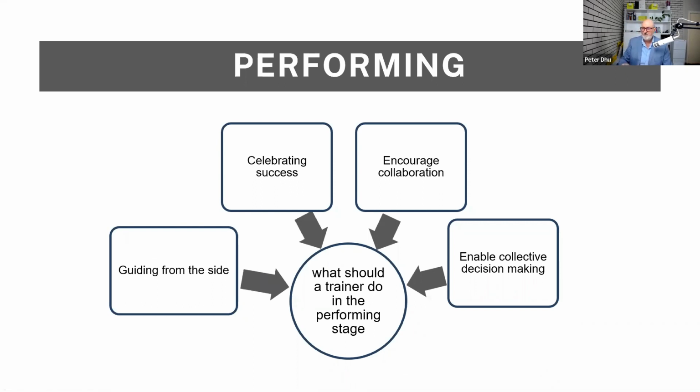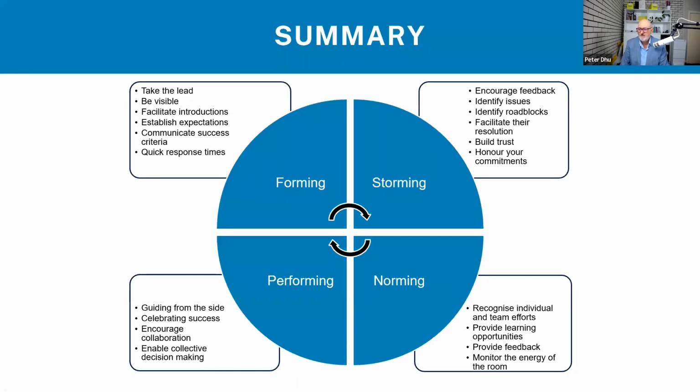Summary of what we've just spoken about. Forming, storming, norming, performing. Your role: forming is the first bit. Take the lead, be visible, facilitate introductions. Storming: encourage feedback, deal with the roadblocks, honour your commitments, keep building trust. Norming: start to reward and recognise individuals, provide learning opportunities, allow them to stand up and give feedback, monitor the energy of the room. It's been going for a while now.